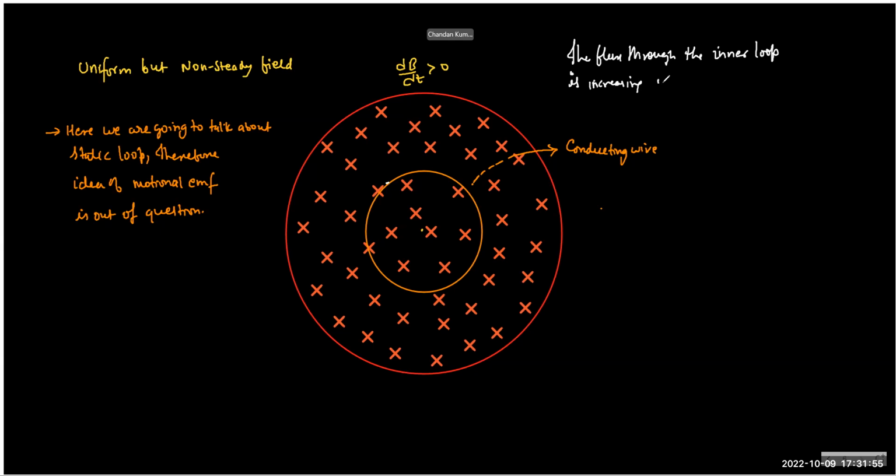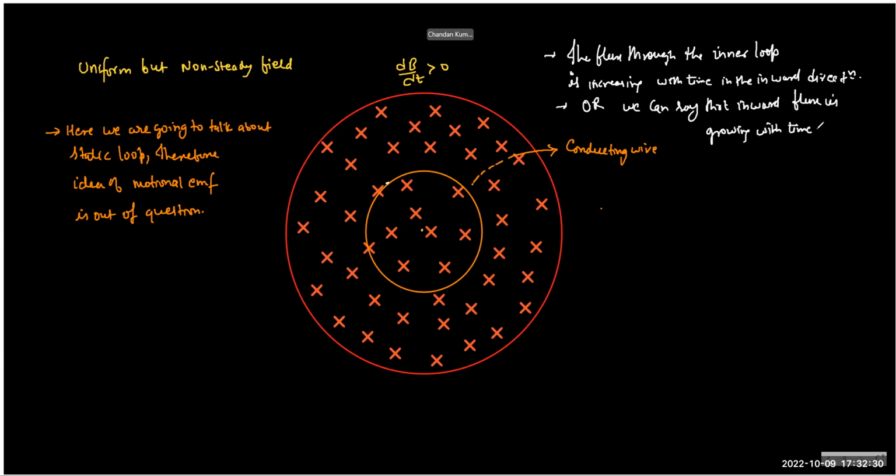Increasing with time. Why? Because the dB by dt is positive, and in the inward direction. So the direction of flux is inward, so we can say that inward flux is growing. So as per Lenz's law, the induced current will try to compensate. And to compensate, the induced current must be anticlockwise.